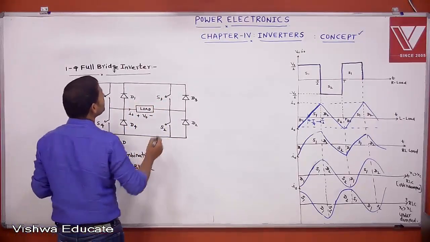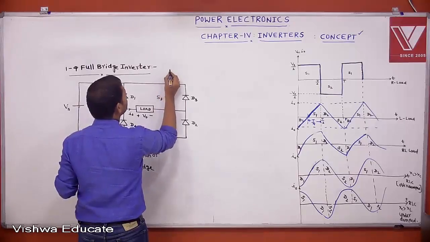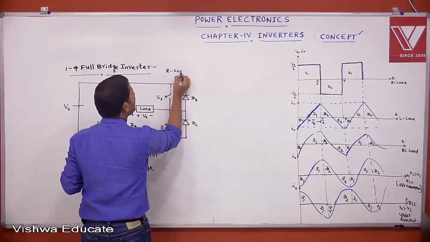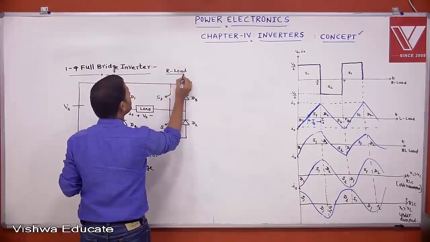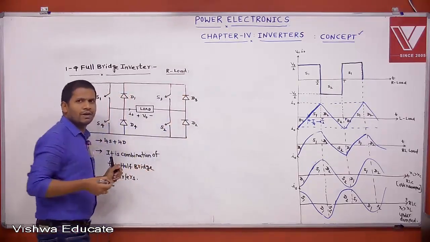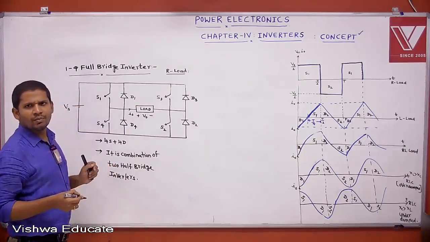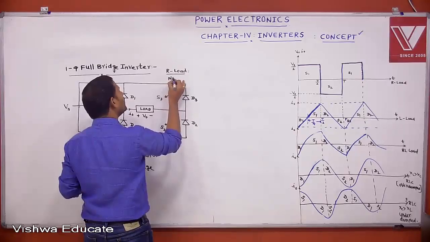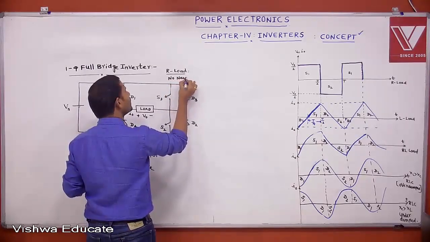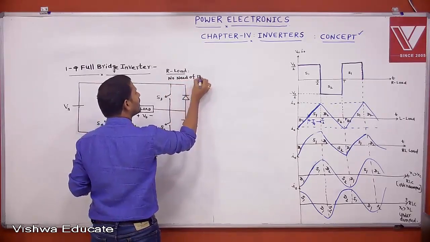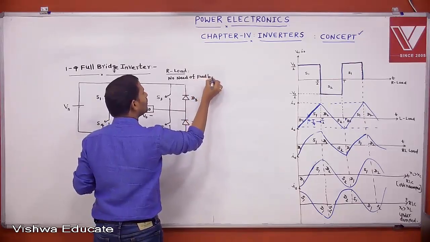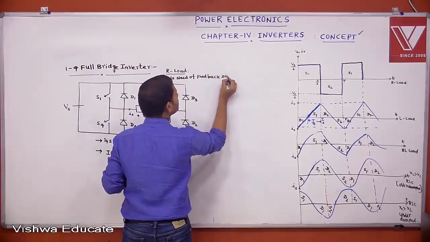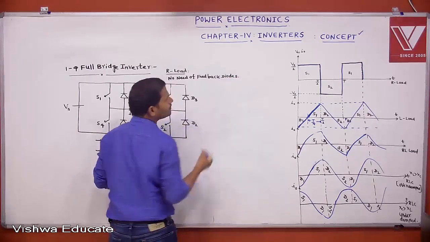Now see, I want to explain this concept for R load. We know that it is a voltage source inverter. Actually, it requires feedback diodes, except for R load. For R load, there is no need of feedback diodes, because it is an R load.